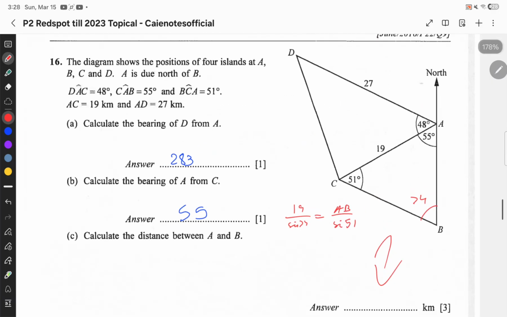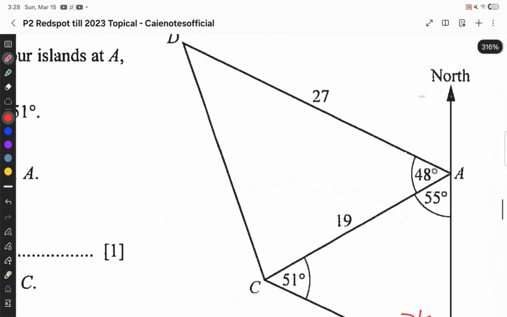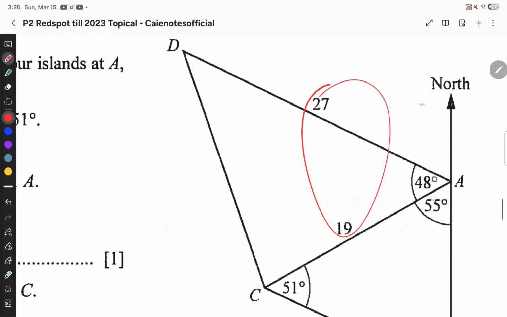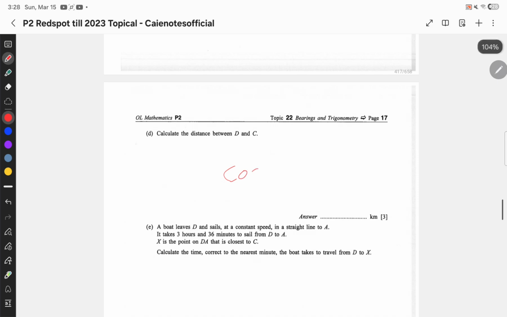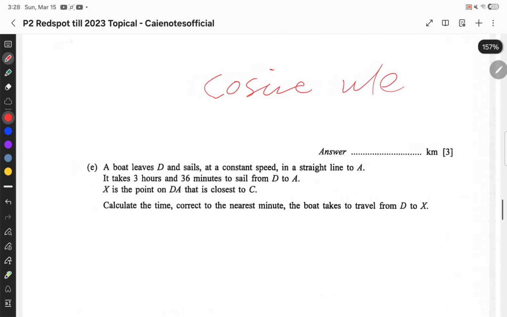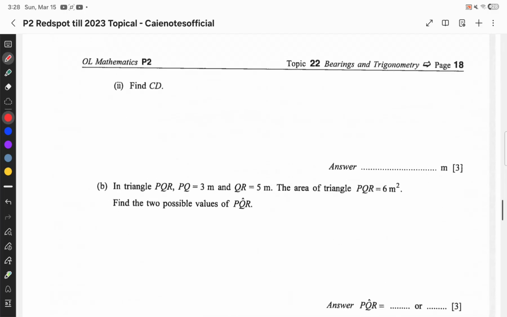Distance DC, and this is a cosine rule setup. Why? We see that we know the lengths of the two legs that make up the angle opposite to the wanted side. So this calls for the cosine rule. This is rates. We don't do rates.